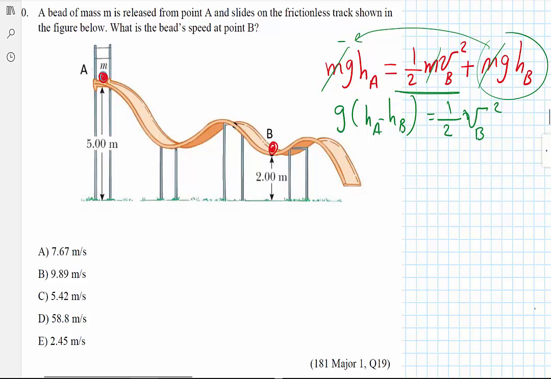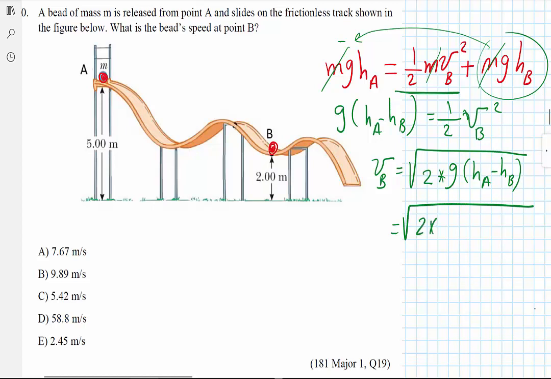We know ha is 5 meters and hb is 2 meters. So we can find vb, and do not forget the root. We will take the half to the other side. It will be 2 times g times ha minus hb. ha is 5, hb is 2, so 5 minus 2 is 3. 3 times 9.8 times 2 under the root, which is 7.67 meter per second.